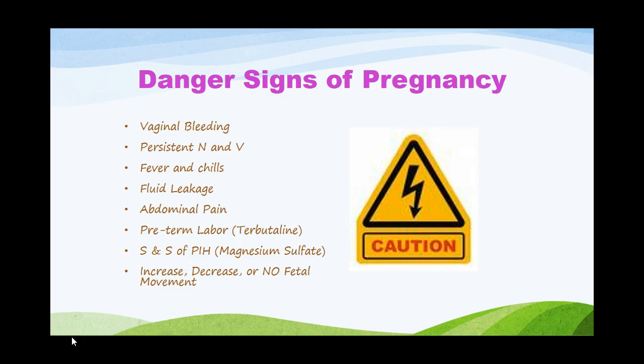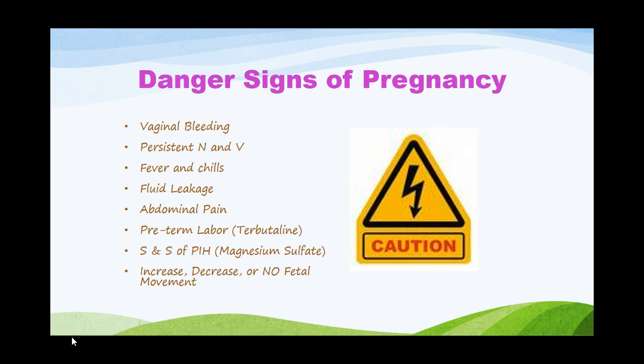Danger signs. We've talked about vaginal bleeding already, and we said there are a few things that can cause vaginal bleeding. Abortions or miscarriages, placenta previas, and placenta abruptions. So know those 3 things. Vaginal bleeding during pregnancy is not normal. So that is definitely a danger sign.